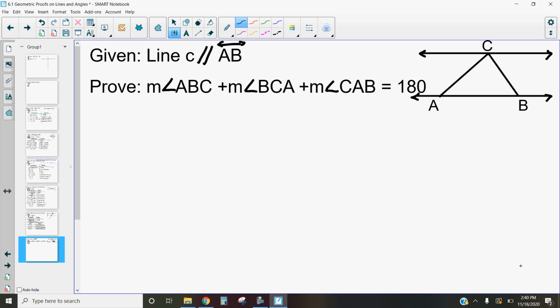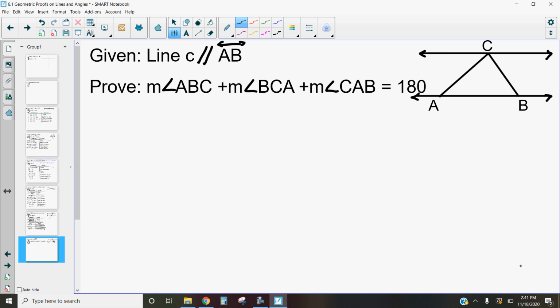So what we're going to do is start, and in this case, they gave us that we start with line C being parallel to line AB. Now, if you just had a triangle, it is easy to just say that we want to construct line C and line AB such that C and AB are parallel, and line C goes through the point C of our triangle, and line AB goes to the points A and B of our triangle. So you can kind of do it either way. I like to just start with those lines included there.